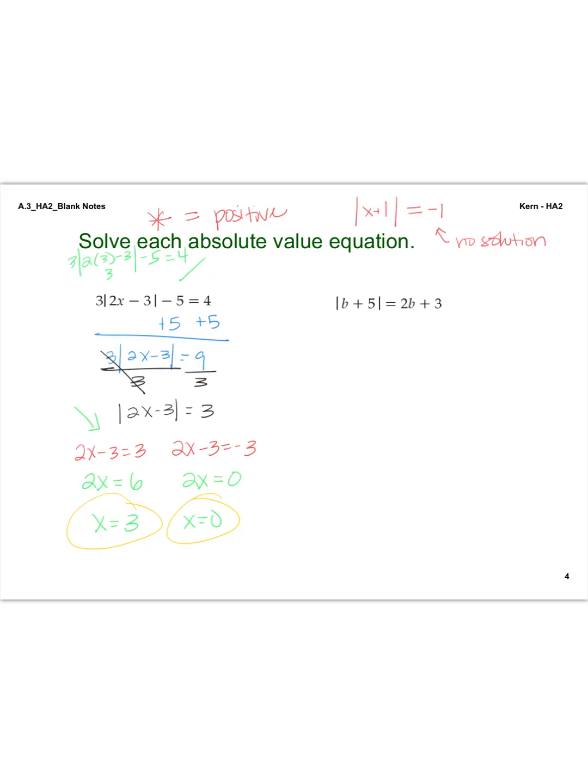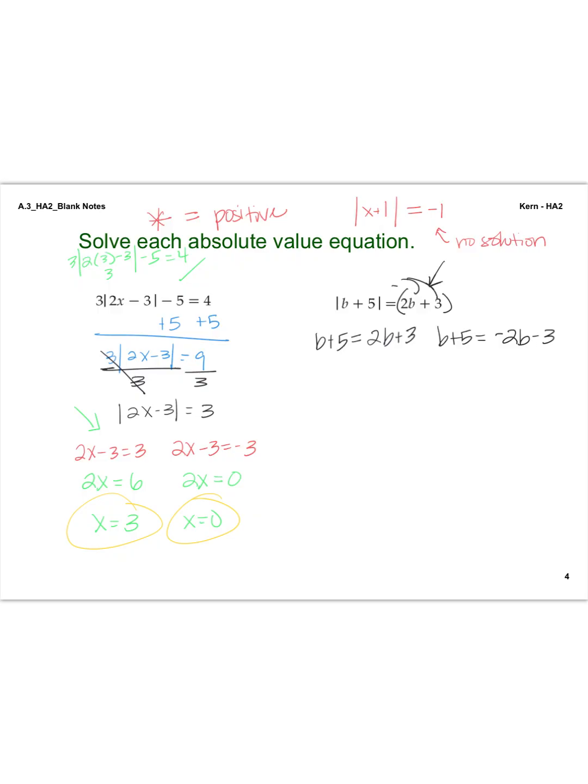All right, so here's another one. If you notice on the left-hand side, the absolute value is isolated. This is where it gets a little tricky when you have a binomial over on the other side of the equation. You have b plus 5 equals 2b plus 3. But then you also have to set up the negative equation. So you're going to have b plus 5, but you have to make everything on the other side negative. So essentially you're distributing a negative through. So negative 2b minus 3. You can't just change the sign of the first term.